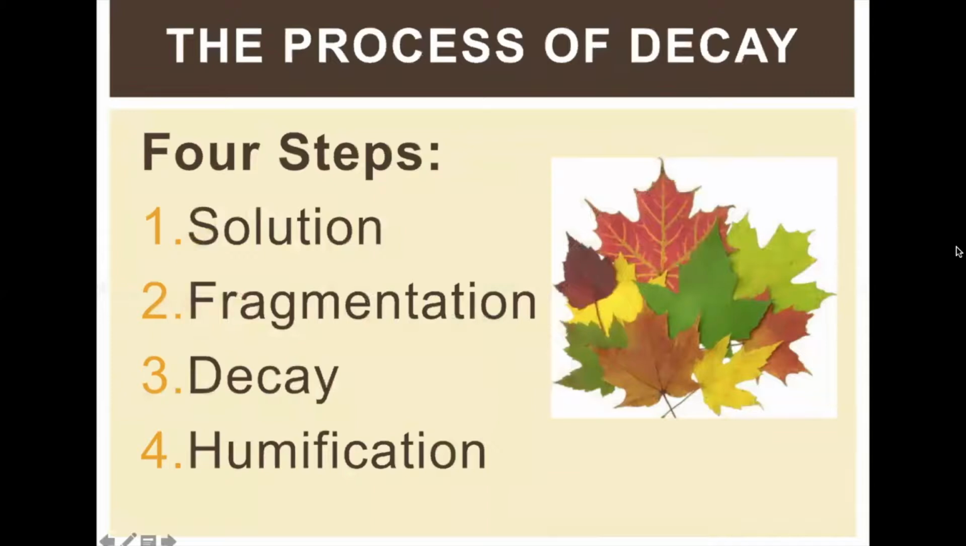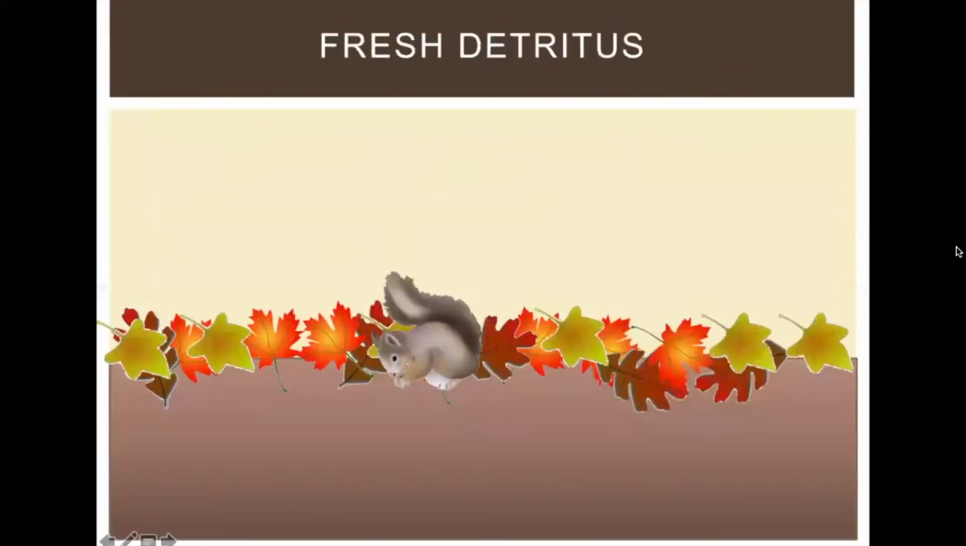How about decay? Now, the process of decay includes four steps, and that is solution, fragmentation, decay, and humification. We first have fresh detritus, and fresh detritus in general is waste or debris of any kind. In this case, it's leaves on the soil surface. So first we have leaves that have fallen to the soil surface.